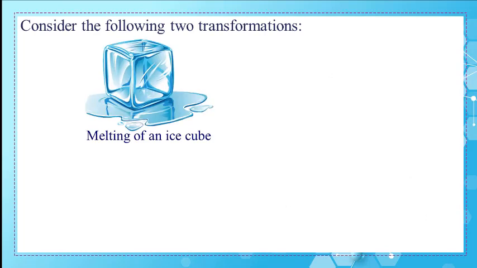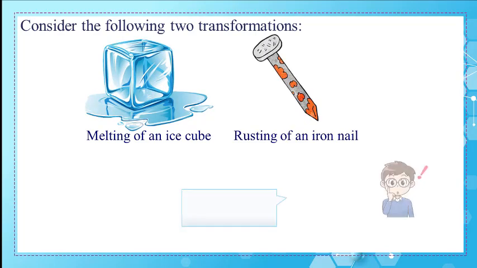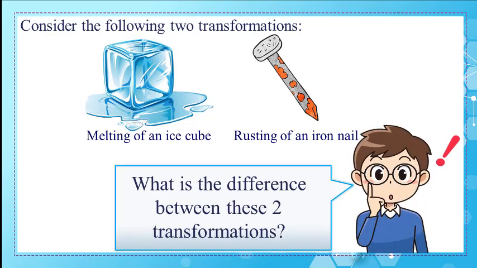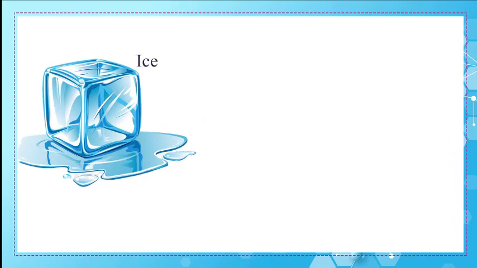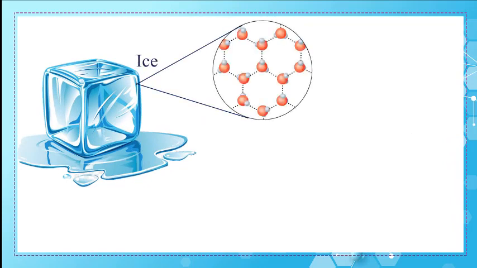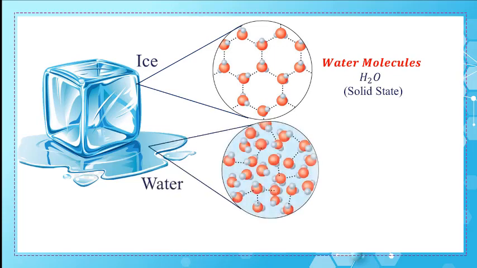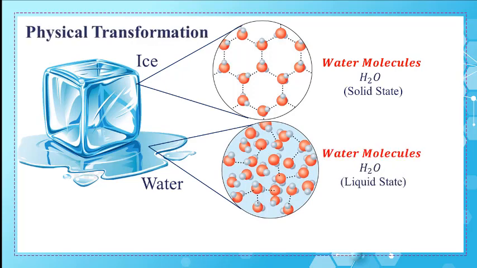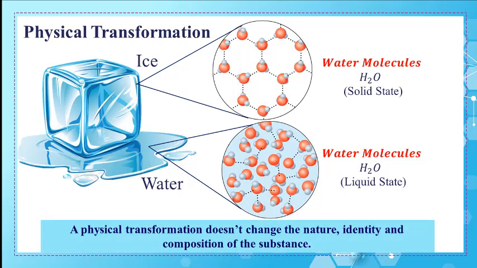Consider the following two transformations: melting of an ice cube and rusting of an iron nail. What's the difference between these two transformations? In ice, the water molecules have a special arrangement in the solid state. However, in water, the water molecules have another arrangement in the liquid state. So this is a physical transformation.